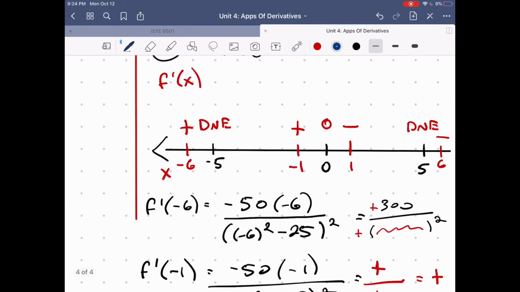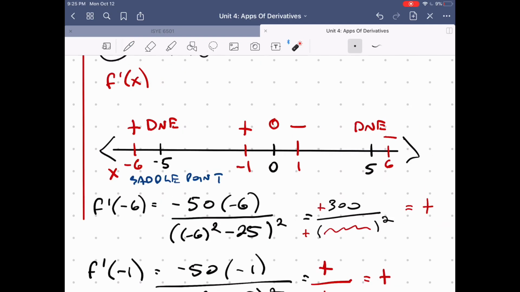So let's bring it all together now. So if you look at the critical value of negative 5, to the right of negative 5 is positive, to the left is positive. So at negative 5 itself, there is no change in sign. And I'm writing saddle point here, but that was actually a mistake. There's actually a vertical tangent here, so it's not exactly a saddle point. So disregard me writing a saddle point for that.